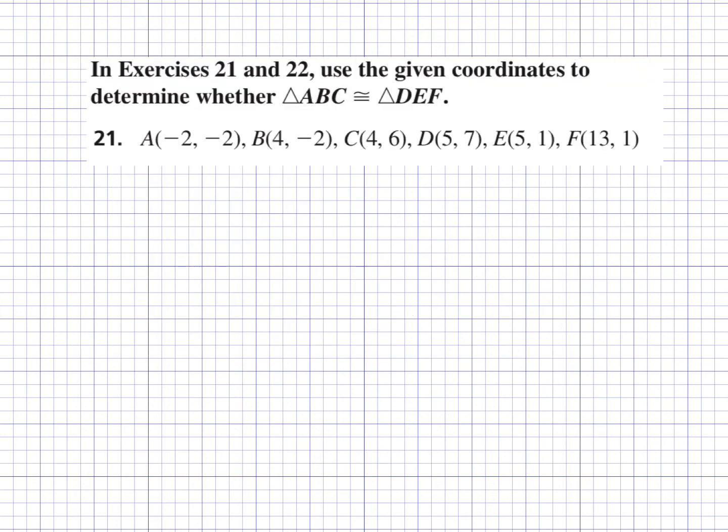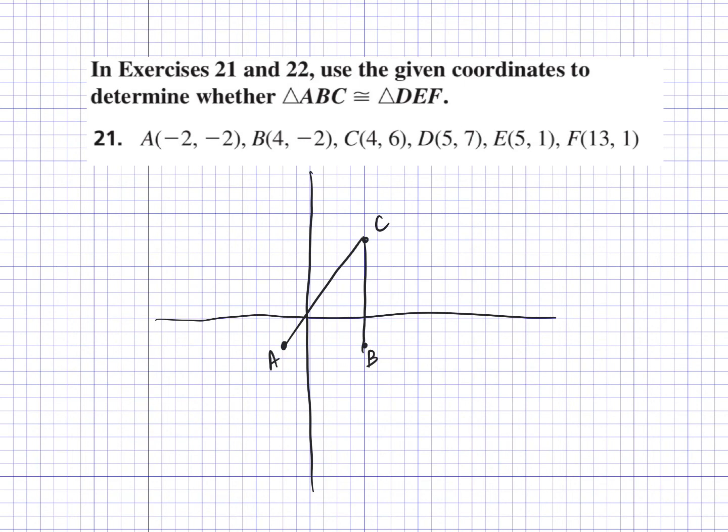All right, so now we're graphing. -2, -2 is A. 4, -2 is B. And C is at 4, 6. Okay, so there's A, B, C. D is at 5, 7. And that's D. 5, 1 is E. And 13, 1 is F. Let's just say this is C here. Okay, so there's our two triangles.